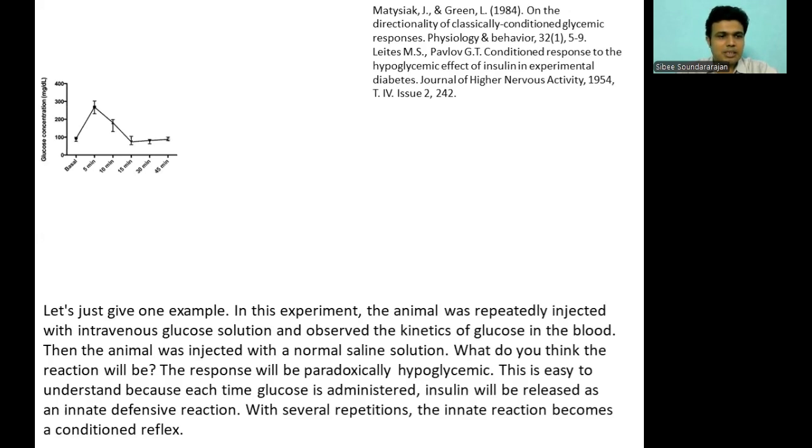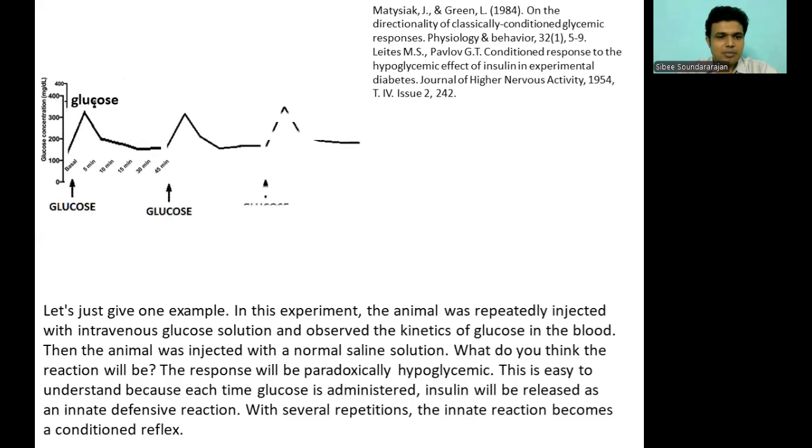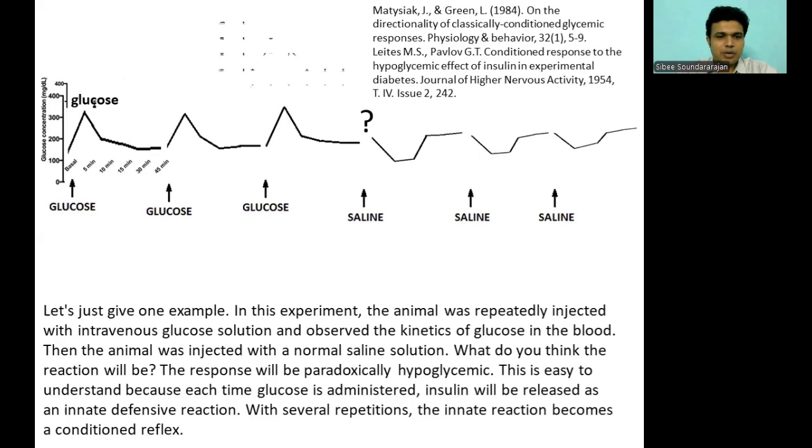Let's give one example. In the experiment, the animal was repeatedly injected with an intravenous glucose solution and the kinetics of the glucose in blood was observed. Then the animal was injected with normal saline solution. What do you think the reaction will be? The response will be paradoxically hypoglycemic.